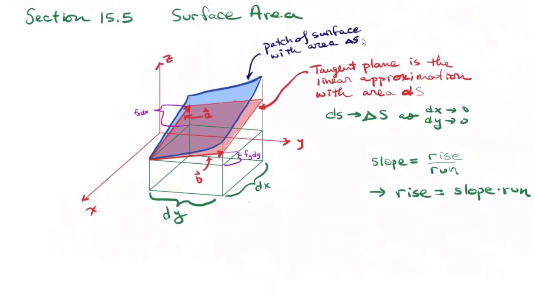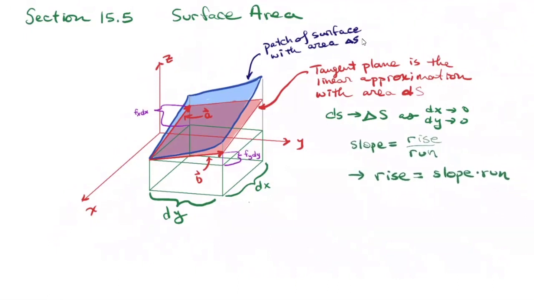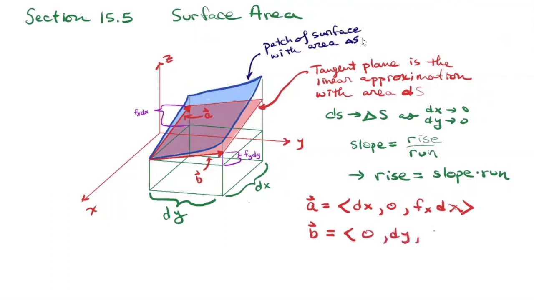And then the rest is just algebra. The worst is over. Let's quantify what A and B are. A has an x component, which is just dx. There's no change in y for A, so the y component is 0, and the z component is the rise, which is fx dx. B is kind of the same, but for B there's no motion in x, so the change in x is 0, but the change in y is dy. Of course, the change in z is fy dy.